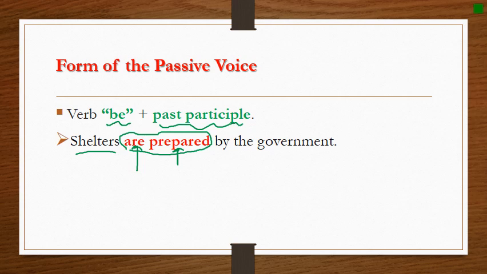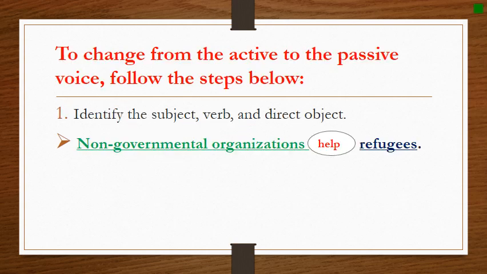Look at the subject here. It's at the end of the sentence. Our focus here is that the shelters, what about them? They are prepared. So when you see verb to be plus past participle, it means the sentence is in the passive voice. Moving on. And this is what's important for us in grade 9.